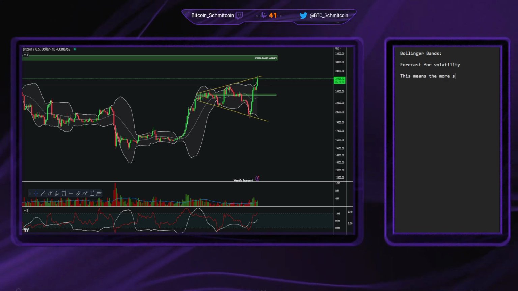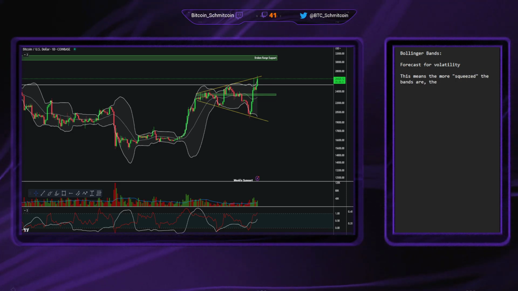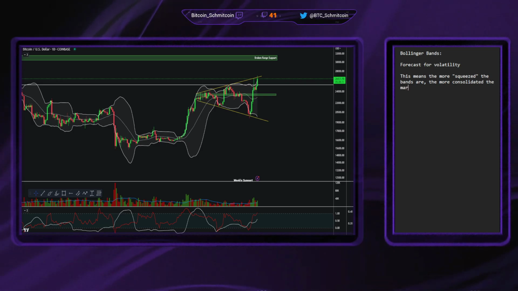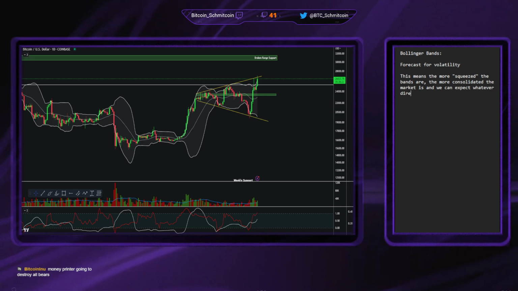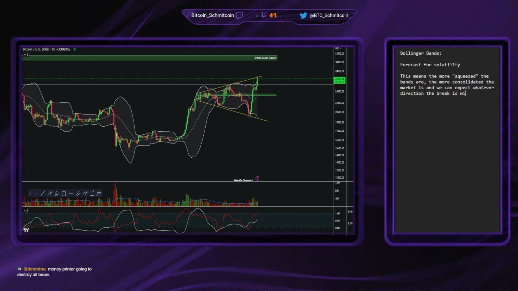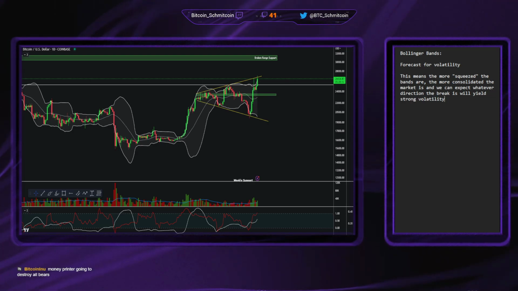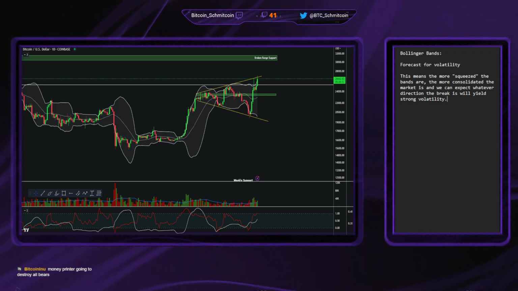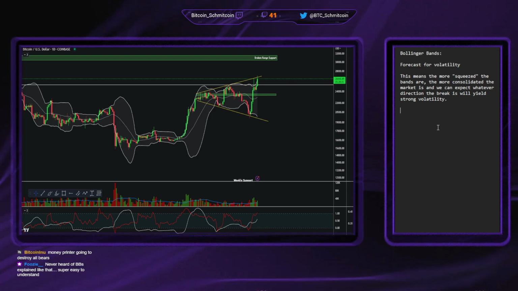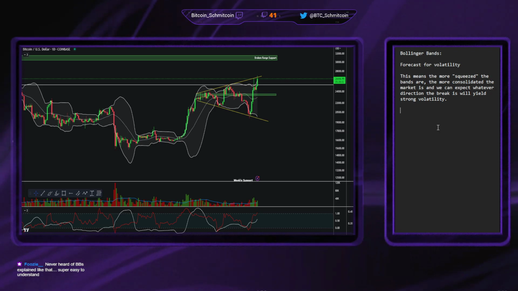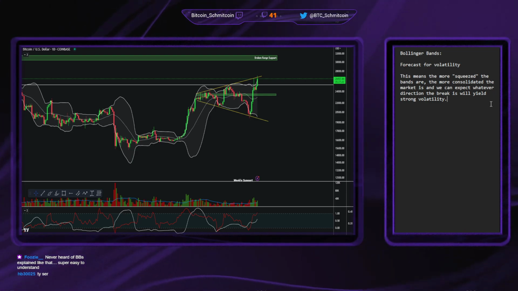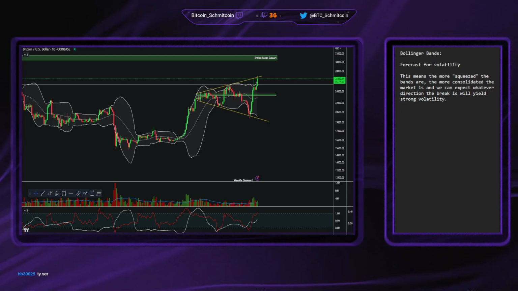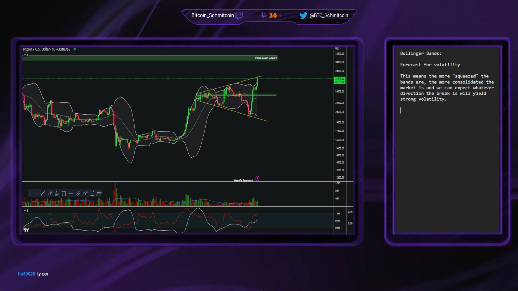This means the more squeezed the bands are, the more consolidated the market is, and we can expect whatever direction the breakout is to yield strong volatility. Right? Does this make sense? This concept is really important to wrap your head around, because when you're using Bollinger Bands, you've got to know what you're looking at, right? So the more squeezed the market is, the more consolidated it is, and the more we can forecast volatility.